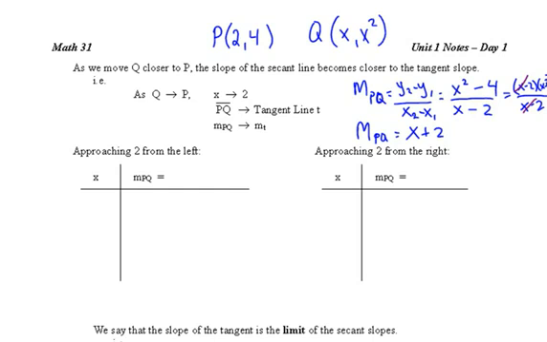Slope of the secant line is x plus 2. And so we want to approach 2. Why do we want to approach x equals 2? That's where point P is.